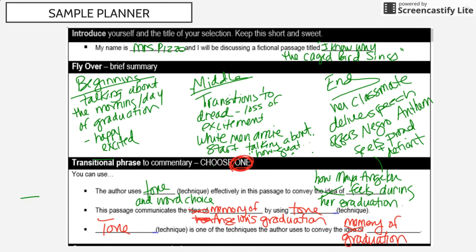Okay, so when I'm providing my commentary, when I'm providing my flyover, I want to make sure that I'm talking about the whole passage, not just my selected piece. In the transitional phrase, it says choose one, and I've circled that in red because you're not saying three different transitional phrases, okay? I just filled them out in red so that you could see what the other ones would look like, but I'm going to choose the one that's in green. So the author uses tone effectively in the passage to convey how Maya Angelou feels during her graduation, okay?